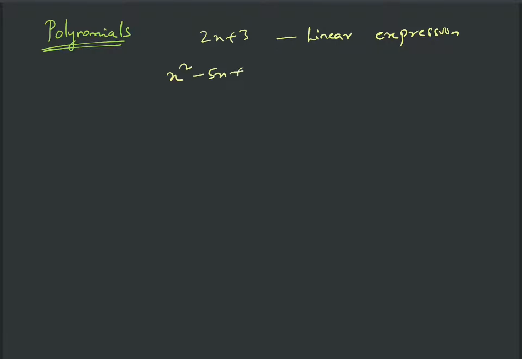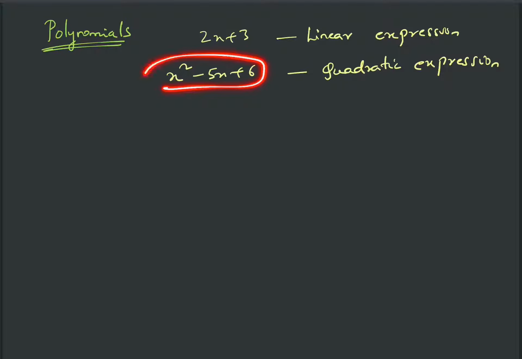So today let us talk about polynomials, right? We have studied what linear expressions are. For example, if I give you 2x plus 3, then this is a linear expression. And if I give you, say, x square minus 5x plus 6, then this is a quadratic expression. This is a quadratic expression because the degree is 2, right? The degree of this expression is 2.